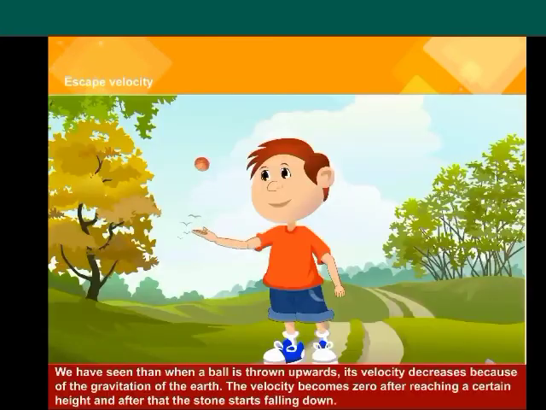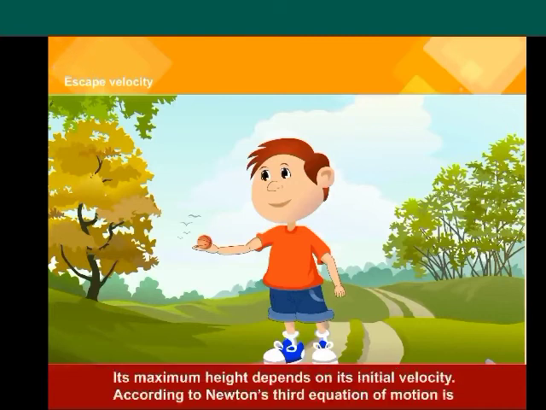Escape velocity. We have seen that when a ball is thrown upwards, its velocity decreases because of the gravitation of the Earth. The velocity becomes 0 after reaching a certain height, and after that the stone starts falling down. Its maximum height depends on its initial velocity.